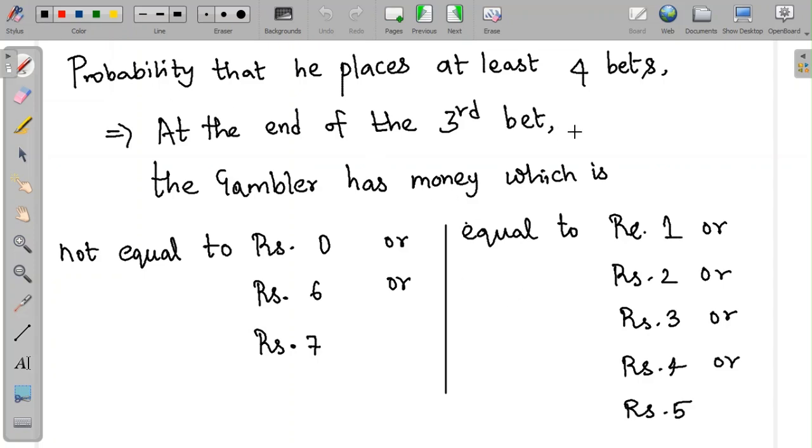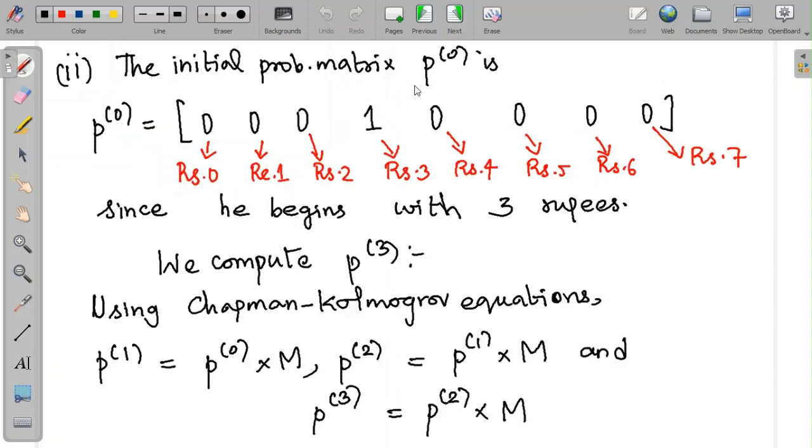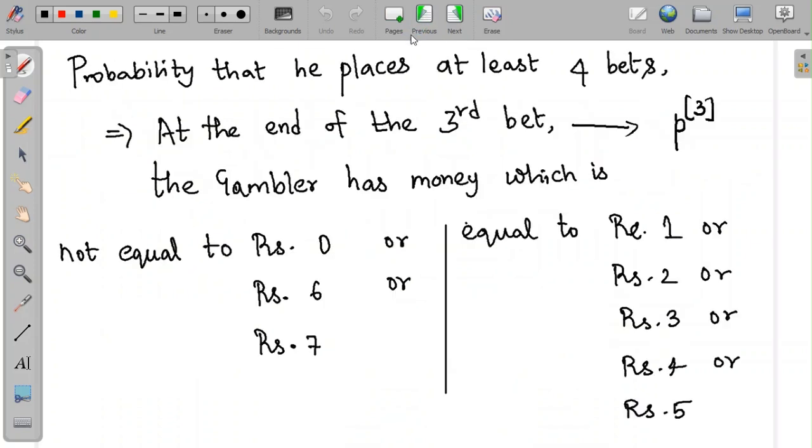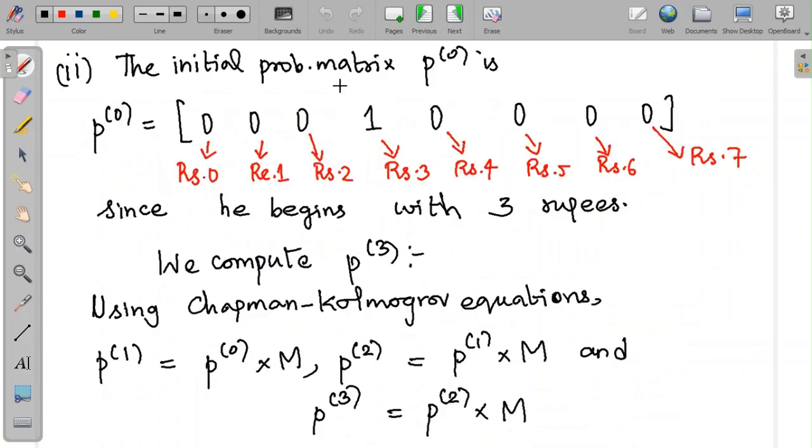And since we talk about the third bet, this refers to the probabilities denoted by P3. Because the matrix is quite large, we will not try finding the third power of M. So we'll find P3 from P2, P2 from P1, and P1 from P0. And P0, the initial probability matrix, is a 1 by 8 matrix with these entries: 0, 0, 0, 1, followed by 4 zeros.